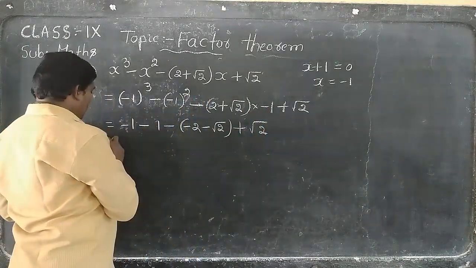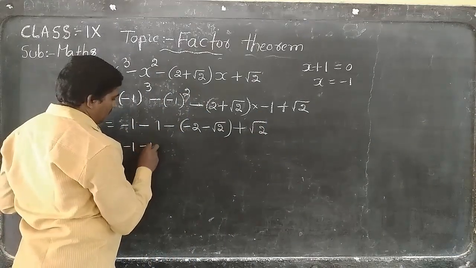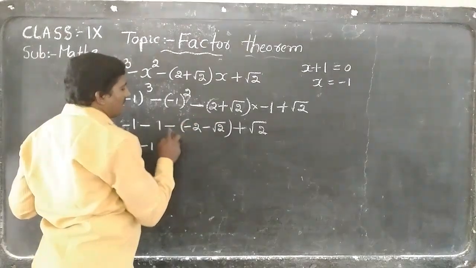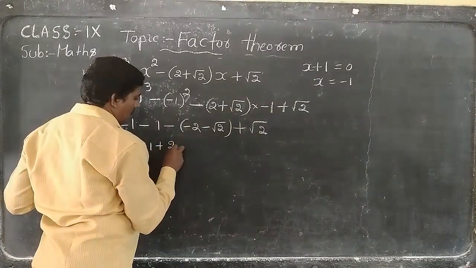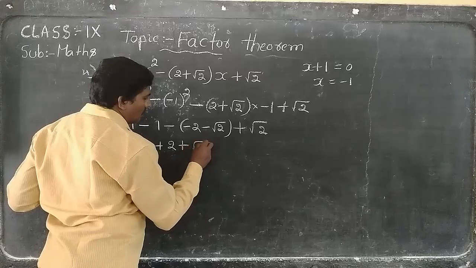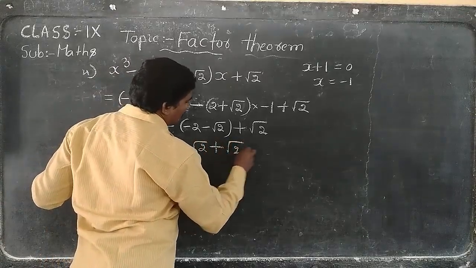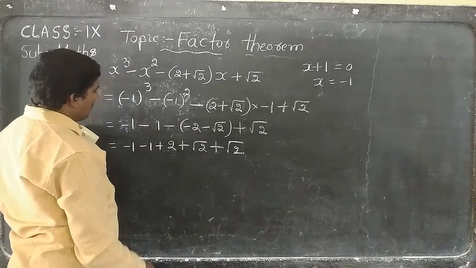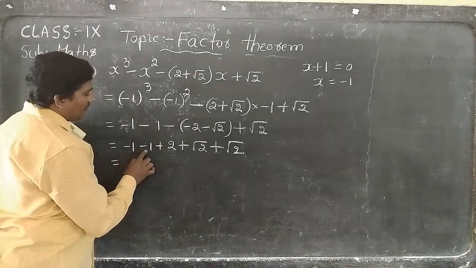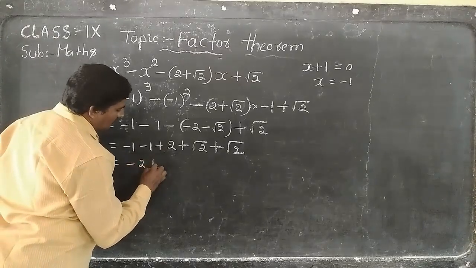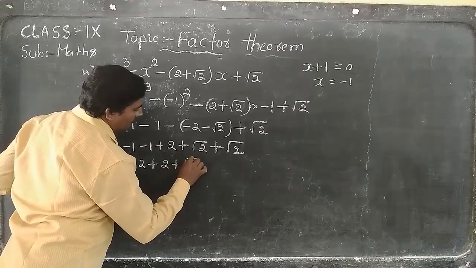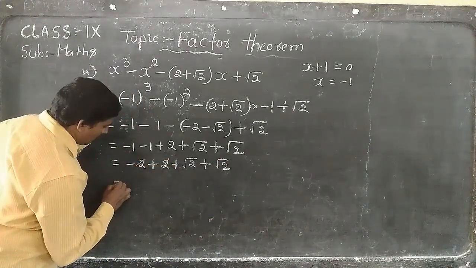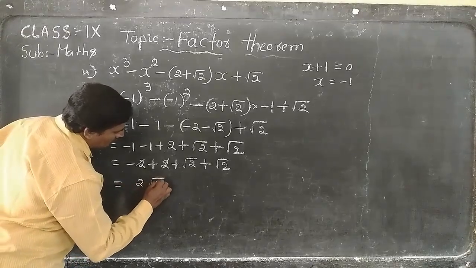Plus root 2 is equal to minus 1. Before the bracket, minus means inside symbols are changing, otherwise minus into minus plus 2, minus into minus plus 2 root 2, plus root 2. Okay, see here, minus 1 minus 1 minus 2, minus 2 plus 2 plus root 2 plus root 2. Plus 2 minus 2 cancel, root 2 plus root 2, 2 root 2.